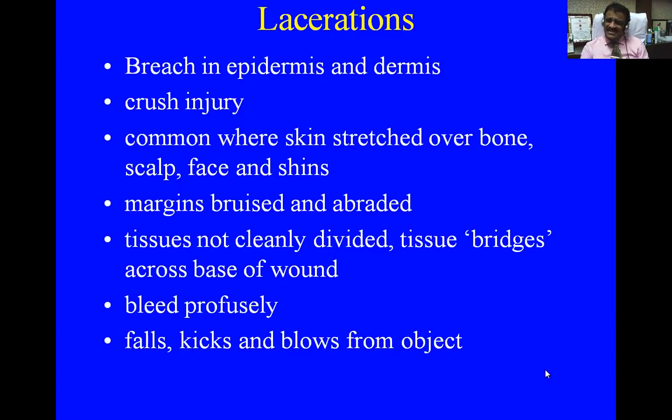In short, lacerations mean a breach in the epidermis and dermis. Breach means a gap. Crush injury is common where the skin lies straight over the bone. So those places are the skull, face, and shins. Shins means the anterior compartment of the leg. Margins are bruised and abraded. Tissues are not clearly divided. Tissue bridges run across the base of the wound. These wounds also bleed profusely, and they are caused by falls, kicks, or blows from different objects.